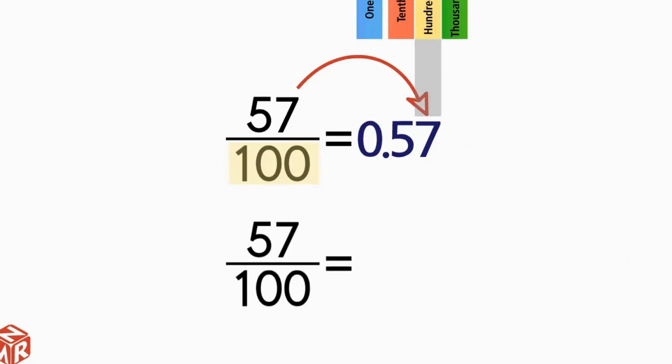Now let's convert using the second method. First, we copy the numerator. Next, we check how many zeros are in the denominator. We have 2 zeros, so we move the decimal point 2 digits.